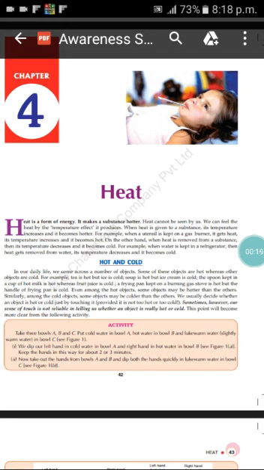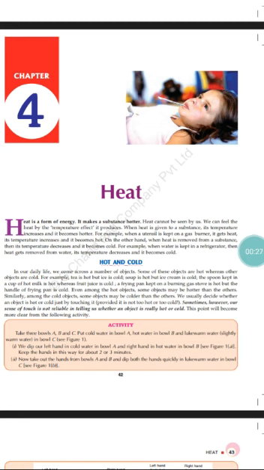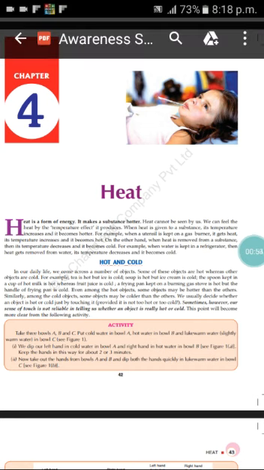In our previous class, we started our chapter named heat, which is also required in your periodic test 1. We have come to know about heat: heat is a form of energy, and it flows when there is a temperature difference. It flows from higher temperature to lower temperature. So, what is temperature? Temperature is the degree of hotness or coldness of a substance.